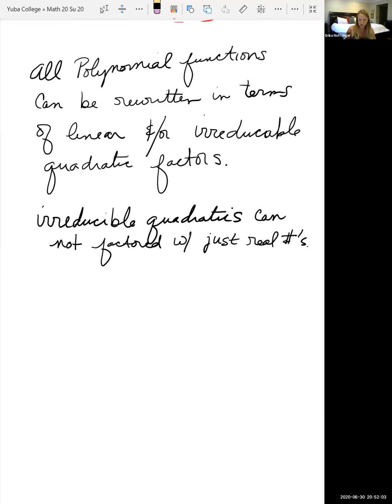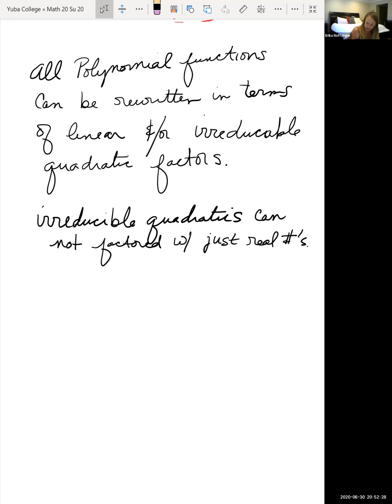Okay, so that's kind of cool that we can factor it over the linear and or irreducible quadratics. When it's factored, we can tell a lot about the polynomial. We can tell where it's going to touch or cross the x-axis because we were setting each factor equal to 0 before. Those, if we were looking at a polynomial, is where it's going to cross the x-axis.